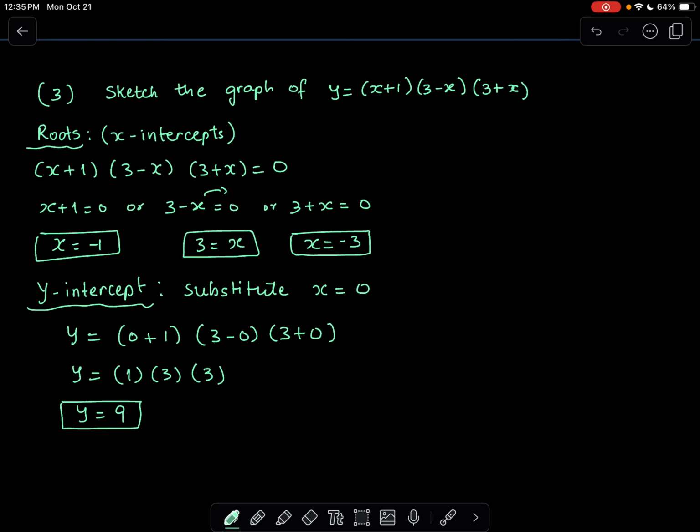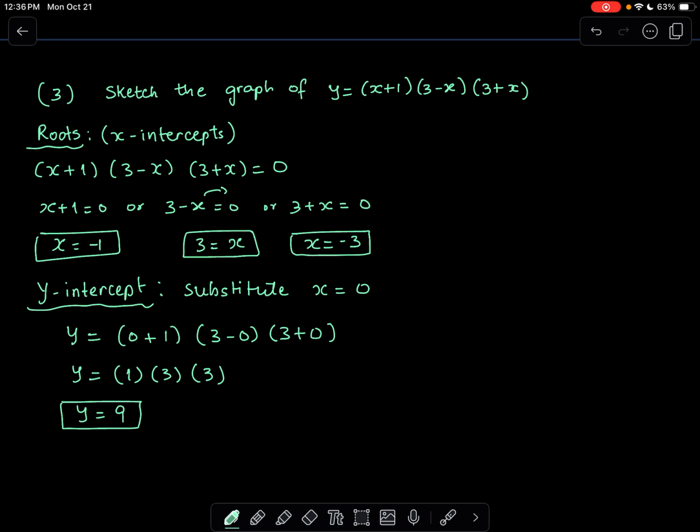Now that I have the x-intercept and the y-intercept, I'm just going to quickly look at whether this graph is going to be uphill or downhill by multiplying the x values. So x times minus x is minus x squared, and that multiplied by x again is going to give me minus x cubed. So minus x cubed means the graph is going to be downhill. My shape of the graph would be downhill. So I already know the shape of the graph.